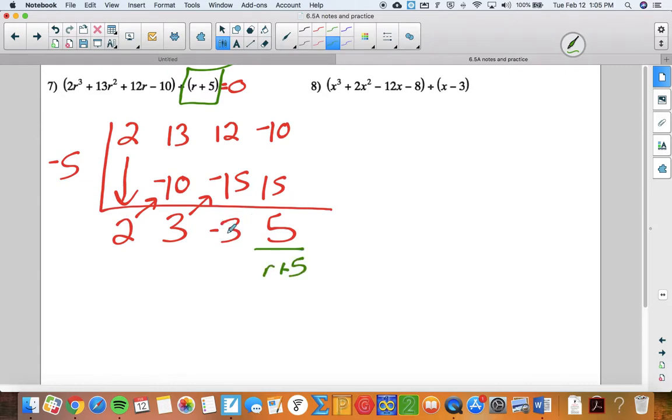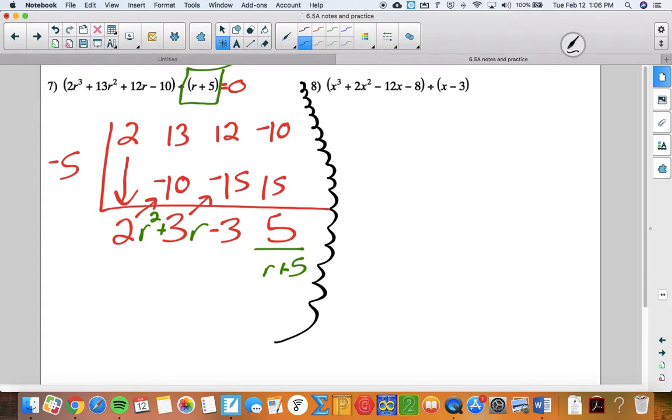This next number is your constant. It's a negative 3. This next number is your coefficient of the r to the 1 term, which is positive. This is your coefficient of the next degree up, which is r to the 2. Bada bing, bada boom.